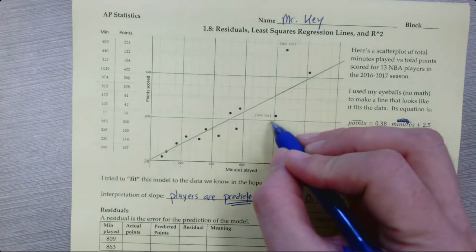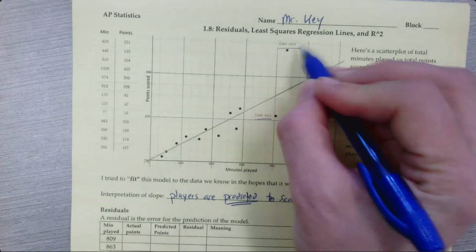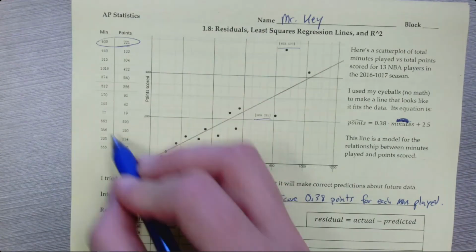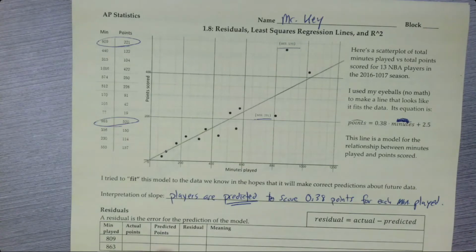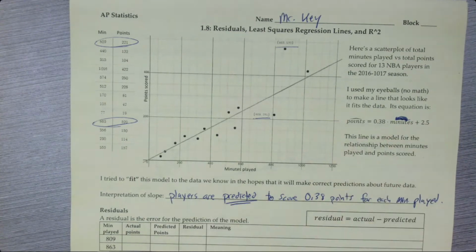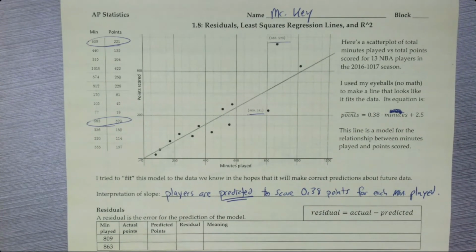This 809 is here, 863 is there, and in the table they're here and here. So go ahead and fill in actual, predicted, and you can calculate this on the calculator using the equation, and then the residual, and then I'll tell you about the meaning. And pause the video.